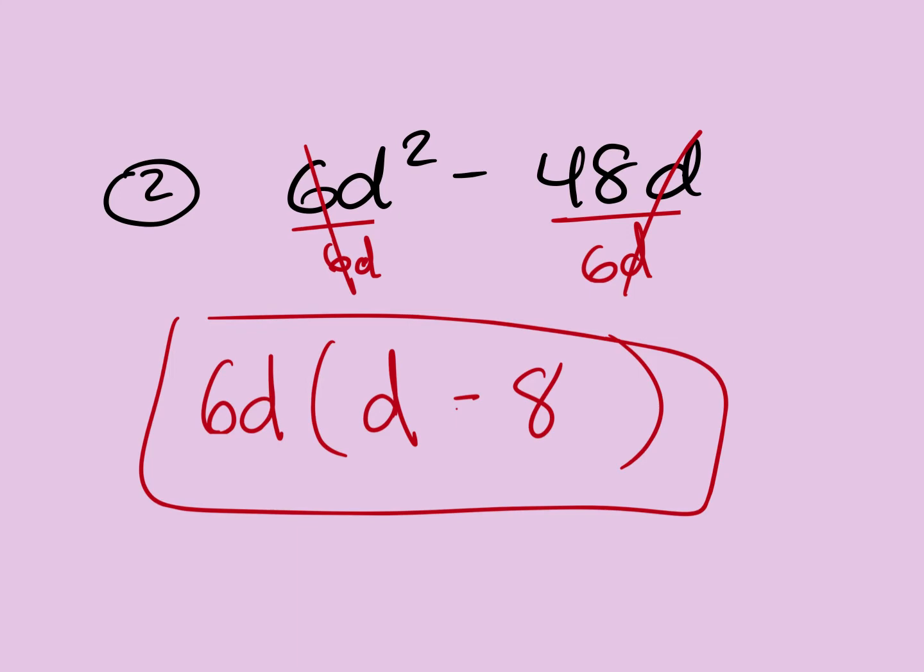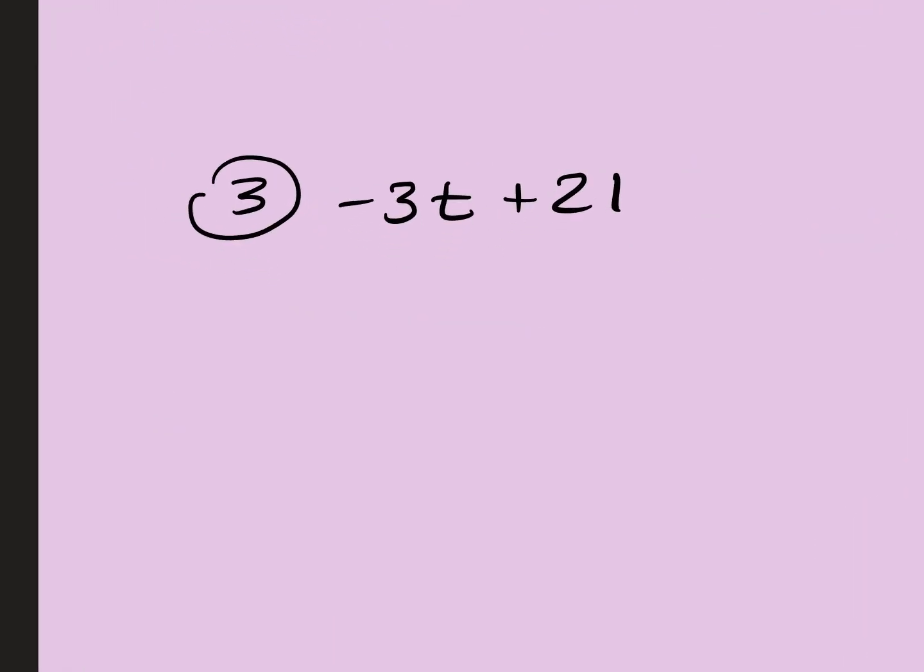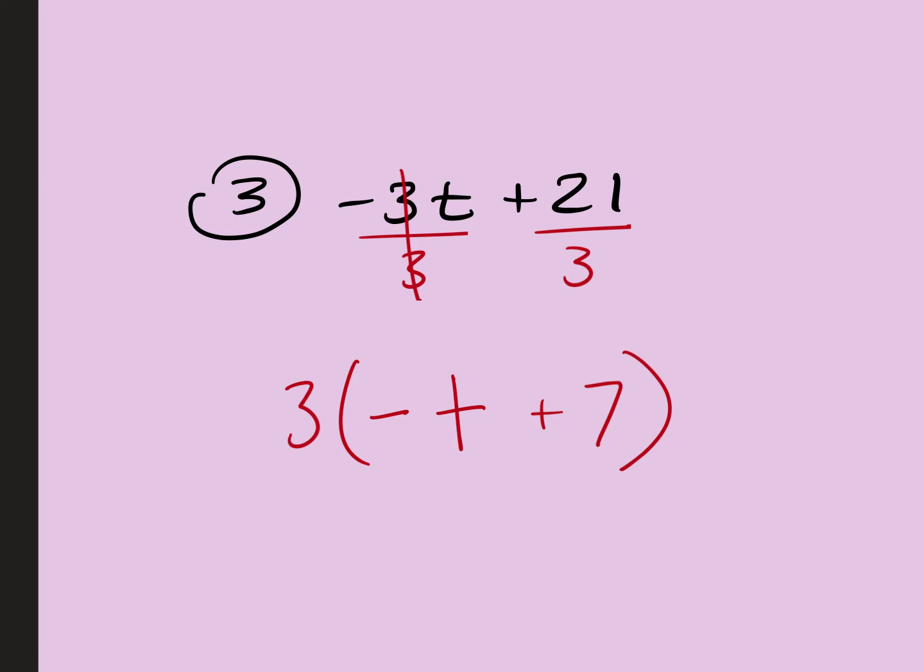All right, so number 3. What's my greatest common factor? What can I divide into both of these terms? I can take out a 3. So it's negative 3t divided by 3. What's negative 3 divided by 3? Negative 1. And then I'm not taking out a t, so I'm just left with the t that's there. So it's just negative t, because remember, we don't put the coefficient of 1. And then what's 21 divided by 3? So plus 7. So here I would have 3 times negative t plus 7.